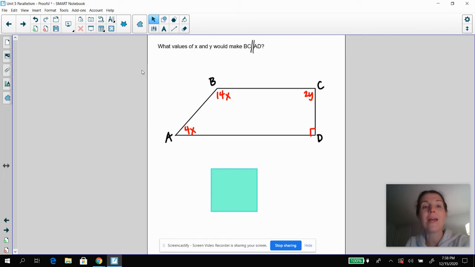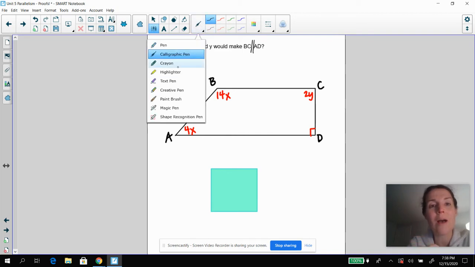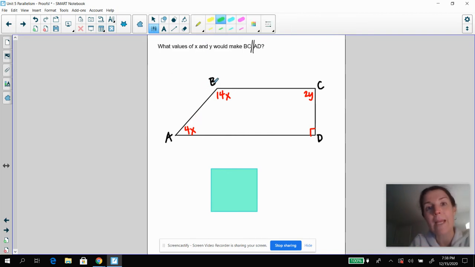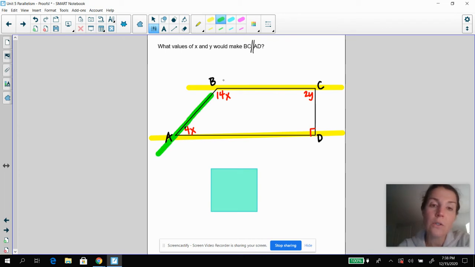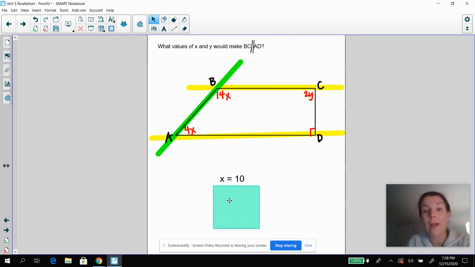Pause the video again and answer this question. All right, so in this situation, we are back and we are trying to make BC and AD parallel to each other. In the situation on the left, here is our transversal. So angle A and angle B are going to be same side interior angles. So you know that they have to add up to 180 degrees. And if they are supplementary to each other, then we know that those two lines are parallel. So I know that X has to be 10.